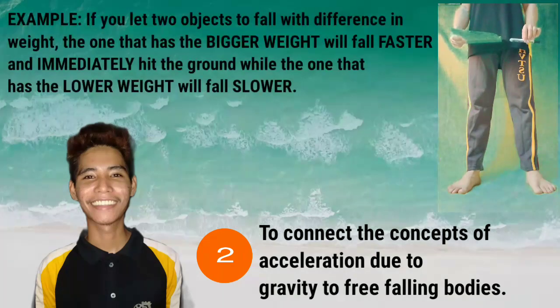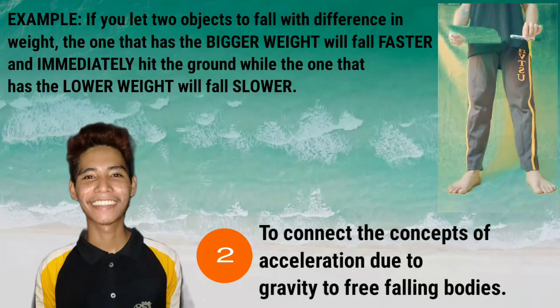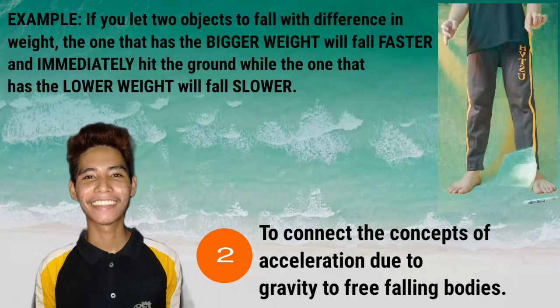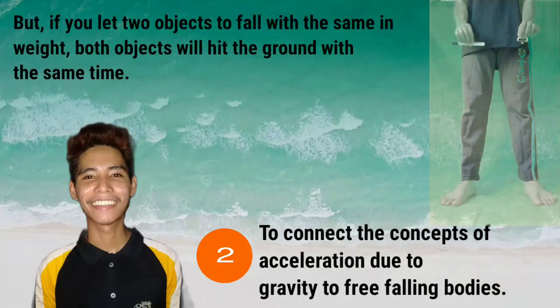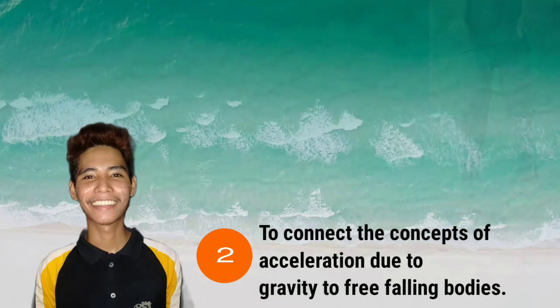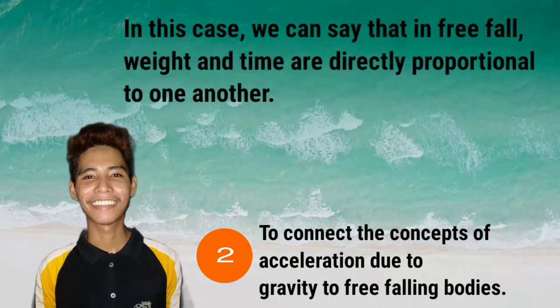Just for example, if you let two objects fall with a difference in weight, the one that has the bigger weight will fall faster and immediately hit the ground, while the one that has the lower weight will fall slower. But if you let two objects fall with the same weight, both objects will hit the ground at the same time. These conditions happen because of acceleration due to gravity. In this case, we can say that in free fall, weight and time are directly proportional to one another.